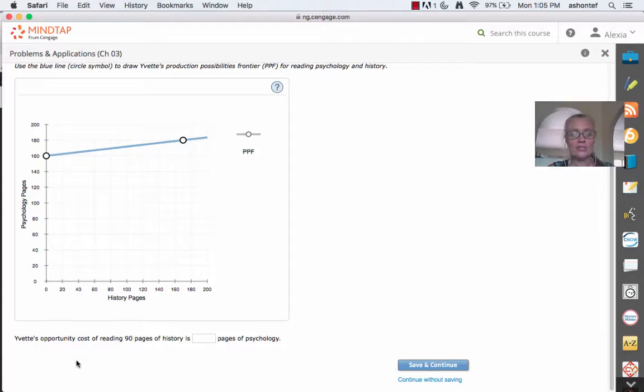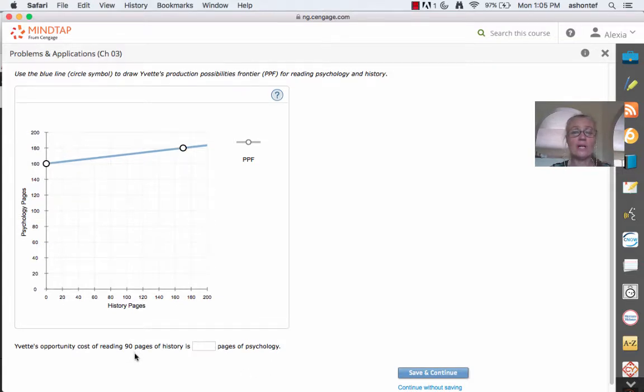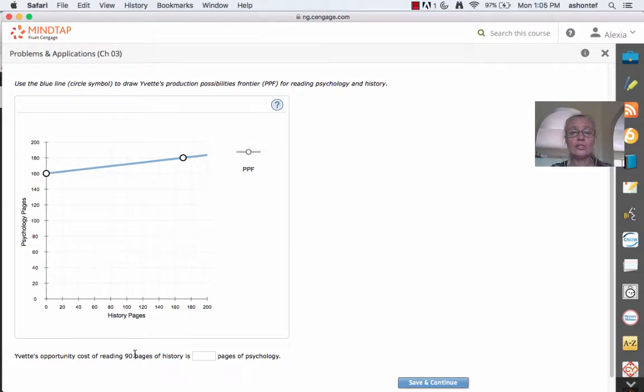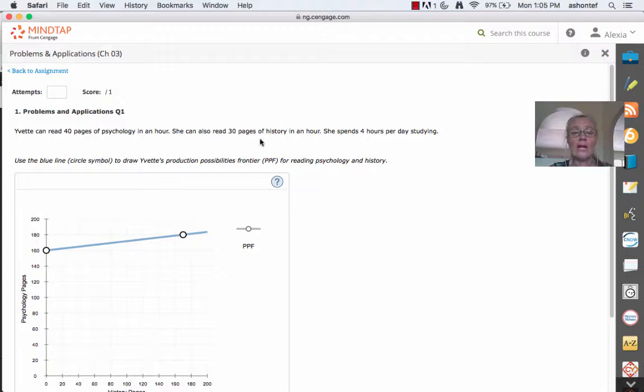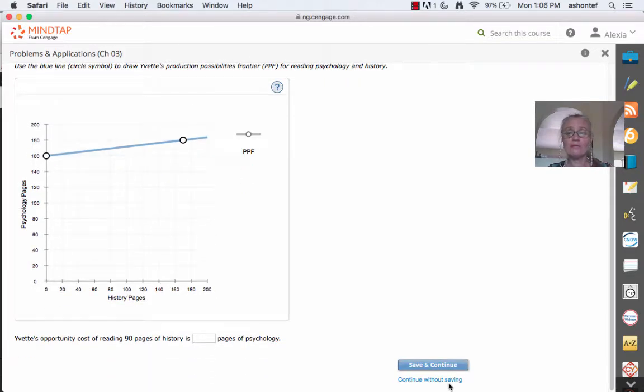And then the next part of the question says, Yvette's opportunity cost of reading 90 pages of history is blank pages of psychology. So again, you have to be very careful here, because now it's asking for 90 pages. And the information you were given was in increments of 1 hour. And then here what we did is we took the maximum points based on the total 4 hours. So what you want to figure out is, how many hours would it take Yvette to read 90 pages of history, and that would then tell you what she would be giving up in that same period of time for psychology. So just be a little careful on that question.